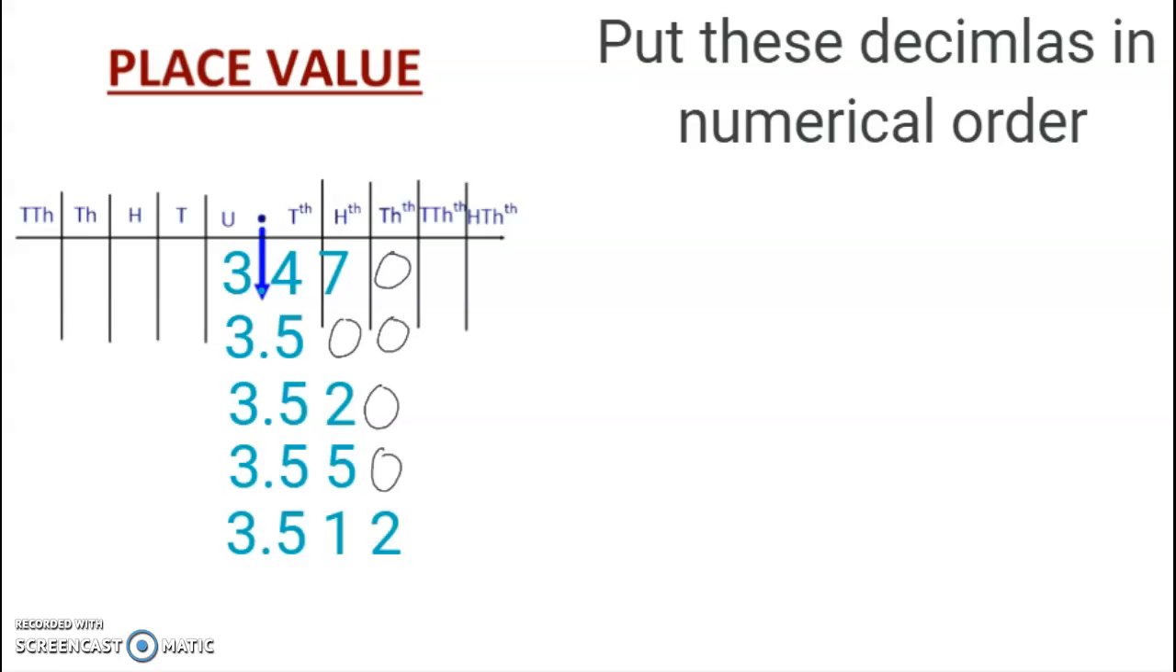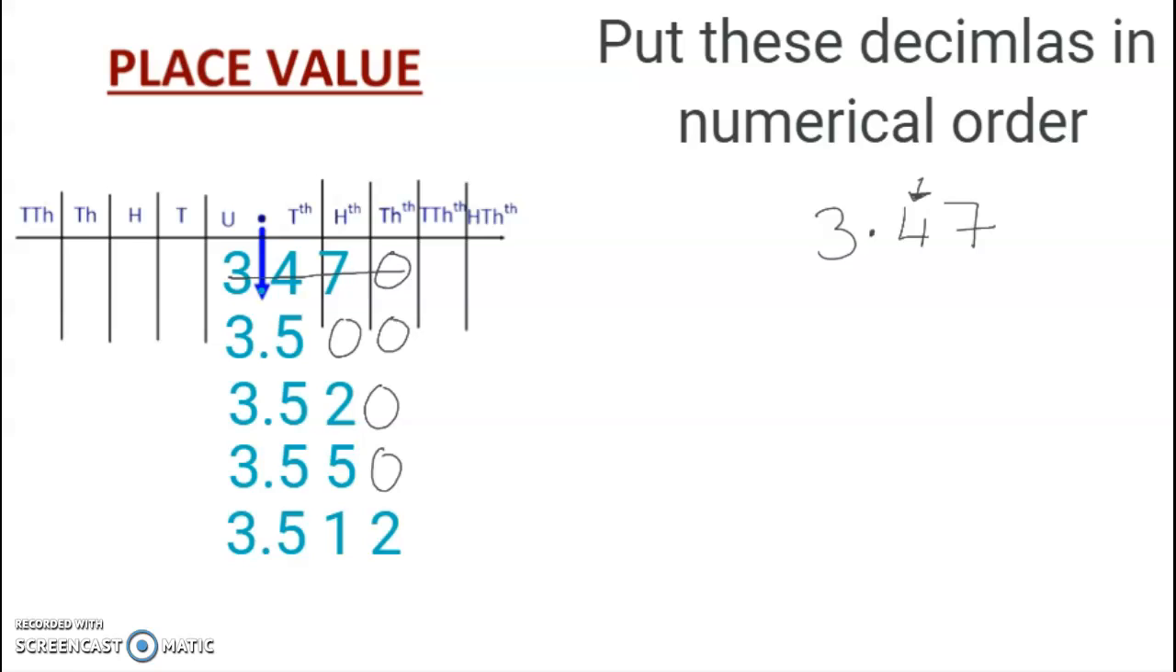3.470, 3.500, 3.520, 3.550 or 3.512. Which one is the smallest? Can you tell me? Yeah, I think it's 3.470 as well. So I'm just going to write 3.47. I don't need that 0, because the 4 is the smallest out of all the tenths. Because all the rest are 0.5, aren't they?